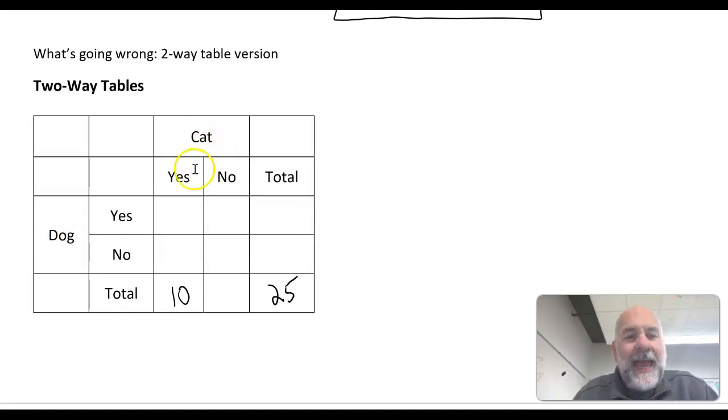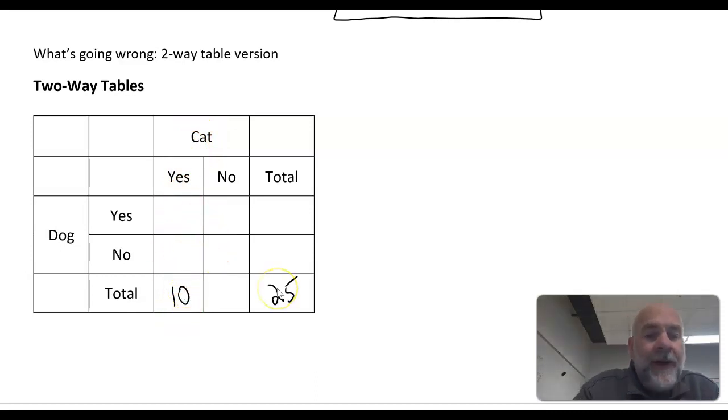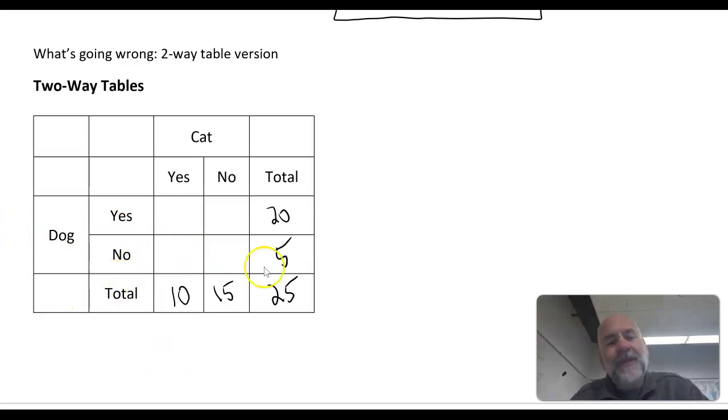So cat, yes, but I'm going down to the totals here. I'm not breaking it down by dog. 10 of them have a cat, and 15 families don't have cats. And in the dog camp, it's 20 out of 25. So 20 families have a dog and 5 families don't.